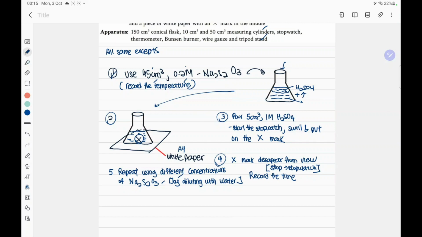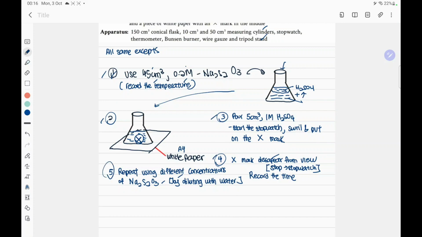And as usual, you put it on top of the X mark, and then you pour 5 cm cube of 1 molar sulfuric acid, you start the stopwatch and you swirl and put it on the X mark, and then you stop the stopwatch when the X mark disappears from view, which means when enough sulfur is formed, you can no longer see the X mark. And from step 1, step 2, step 3 to step 4, everything is the same.